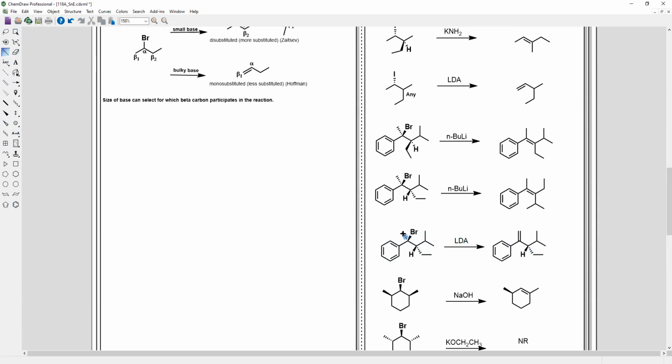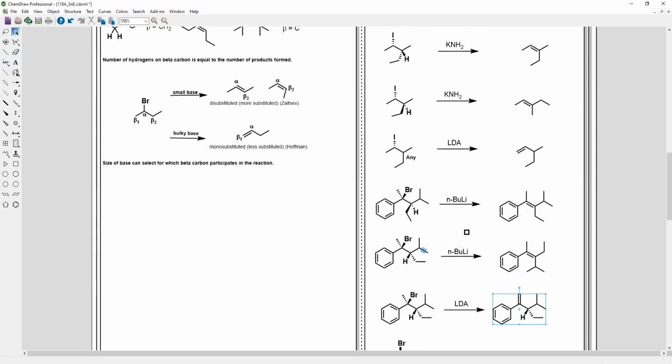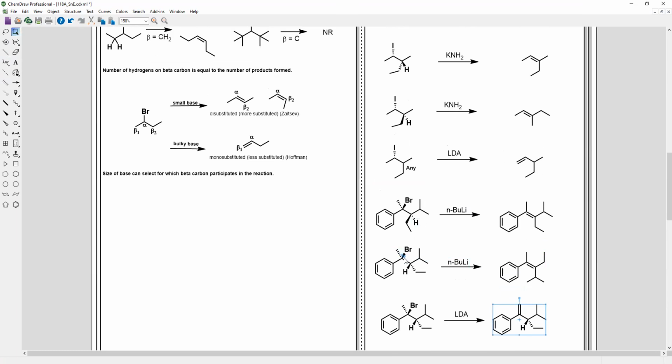But if I use something like LDA, this is the beta carbon that we're going to react with, the one up here. Okay, so that's kind of how you predict the E2s of linear molecules. And again, for some of these, I want you to realize that especially the ones where they were already cis, the reason why we could do the reaction still is that even though this is cis, we could always rotate it. We can always rotate it because this is a linear molecule.